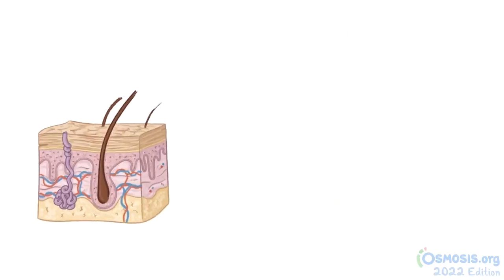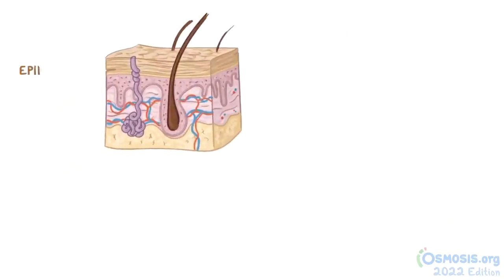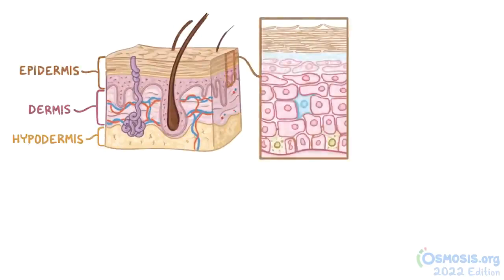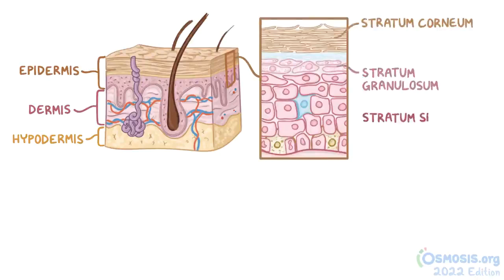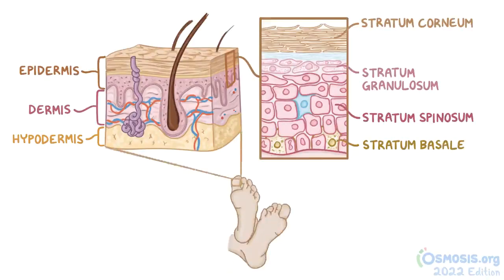Now, the skin is divided into three main layers: the epidermis, dermis, and hypodermis. The epidermis forms the thin outermost layer of skin, and has 5 sublayers. The stratum corneum is the outermost layer, followed by the stratum granulosum, the stratum spinosum, and the stratum basale. In the palms and feet, which are areas of thicker skin, there's a 5th layer called the stratum lucidum, which is around 1 cell layer thick.